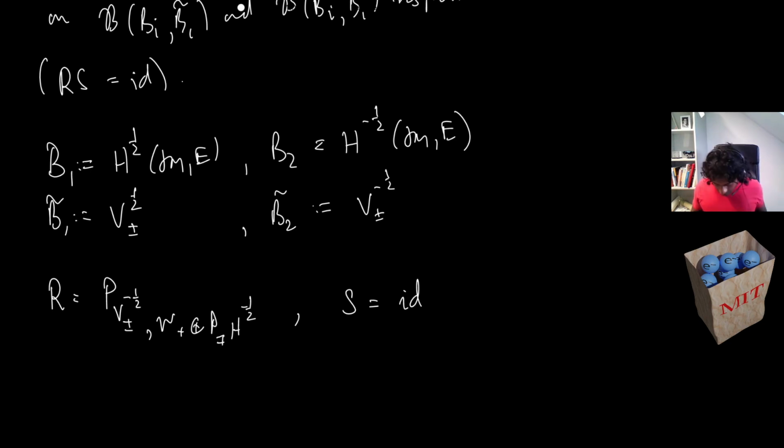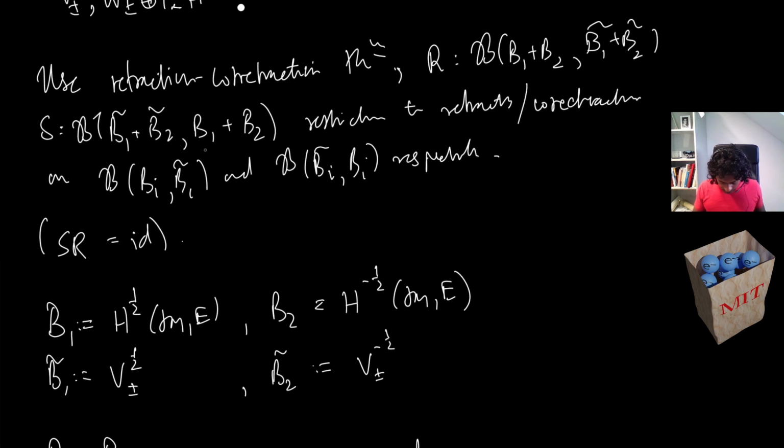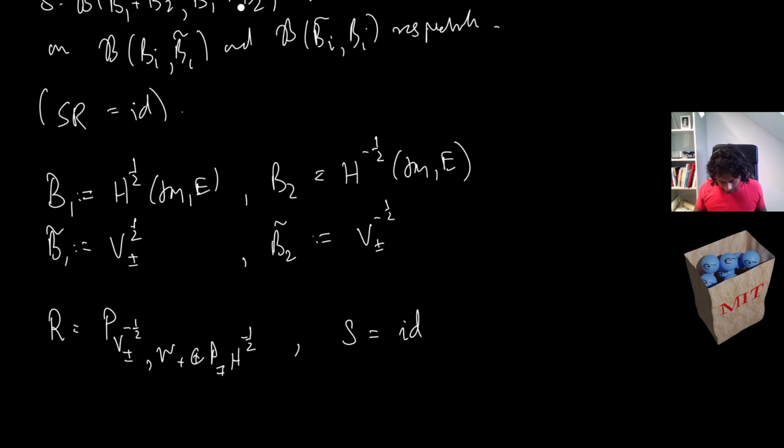So why is this okay? Actually maybe this is SR. I can't remember if it's RS or SR. So I wanted to go from B to here, and S takes me from here to here. R takes me from here to here. Yes, that's the correct order.